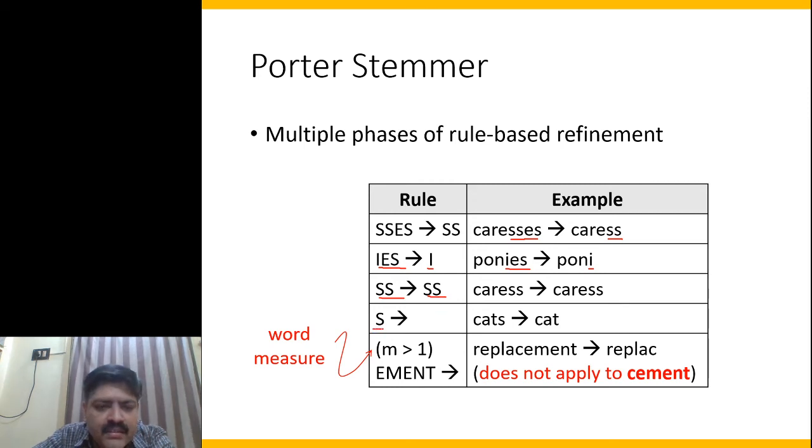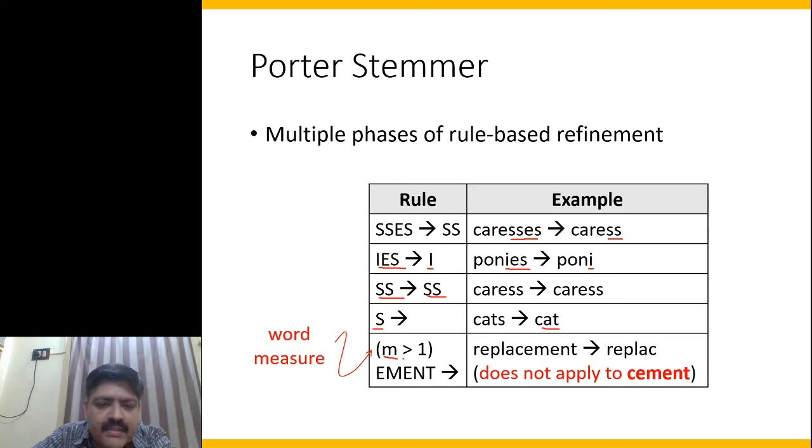Let's look at this interesting rule. If you have S at the end, then just remove it. So cats becomes cat. Okay. There are some rules which use an interesting measure called the word measure, M. This M refers to the word measure.